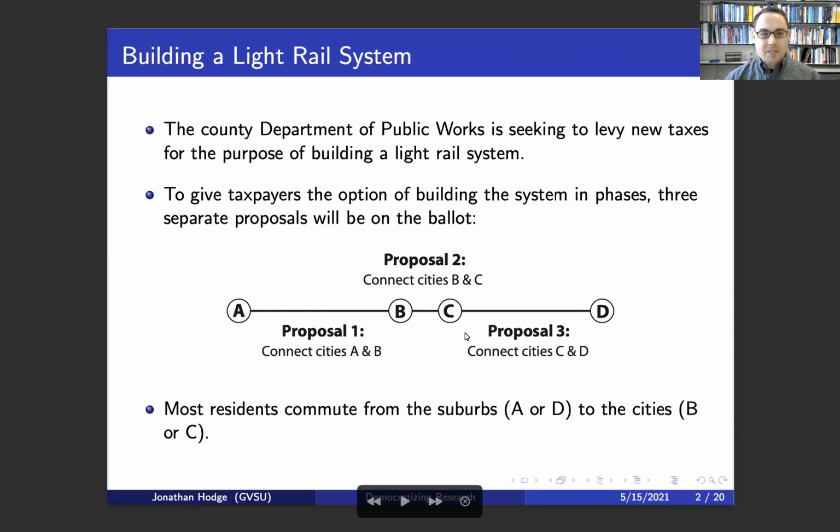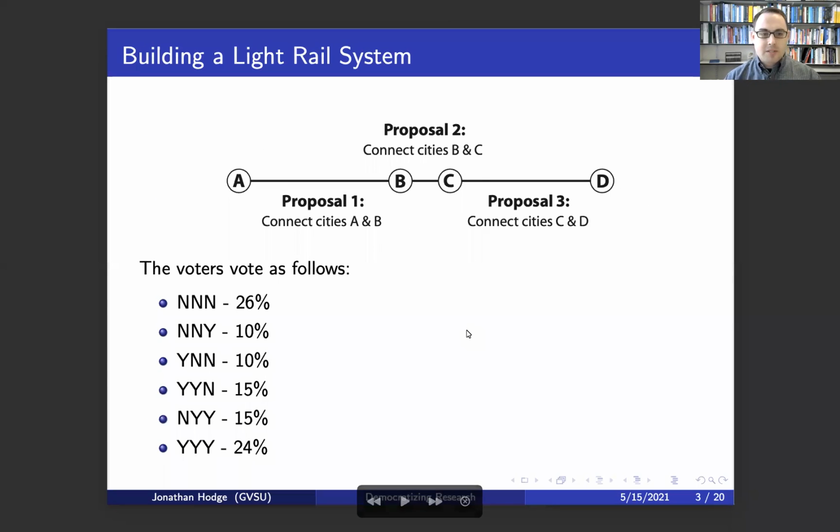Okay, so you may have seen elections like this in your own states or communities. There's certain locales that are very well known for having these types of referenda with multiple questions on the ballot. For instance, California often has, I remember one election with 27 different statewide proposals on the ballot. The way that voting works in an election like this is that we vote on each proposal separately. Voters would go to the ballot box and register a yes or no on proposal 1, a yes or no on proposal 2, and a yes or no on proposal 3.